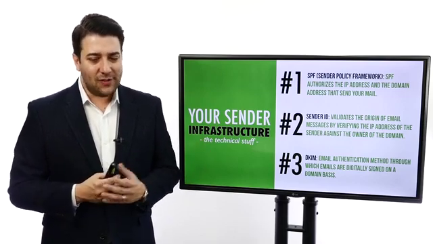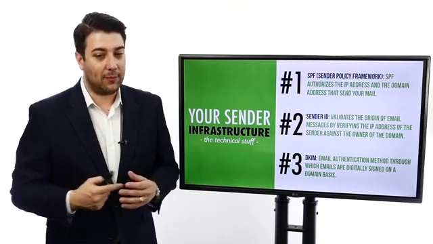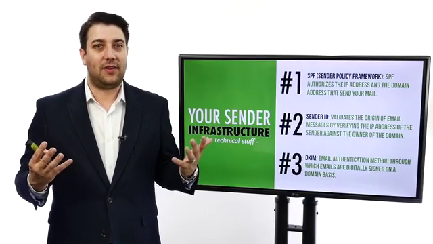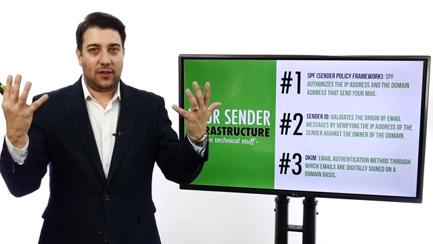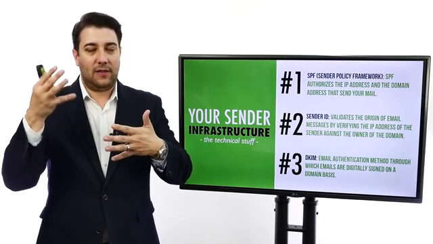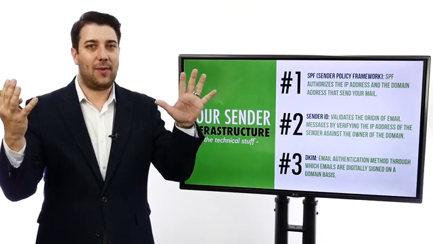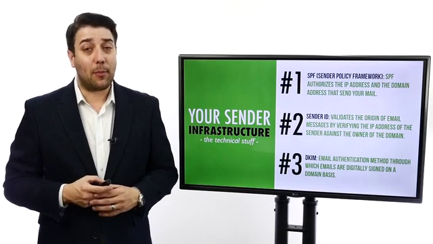Okay, so third and final under sender infrastructure is your DKIM. So your email authentication method, which basically you're digitally signing on a domain basis. So these are 3 different ways to authenticate that this domain and this email or these IPs are fine. If email originates from these IP addresses that's coming from this domain, it's fine, it's me, I know, and I'm set up, I'm playing the game appropriately.